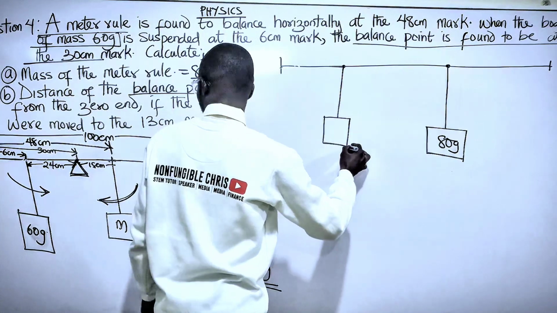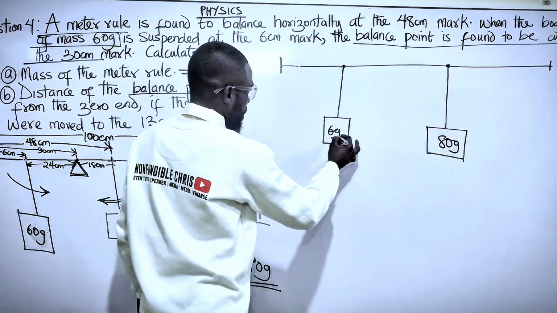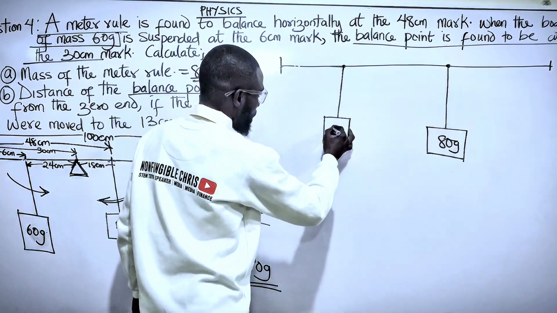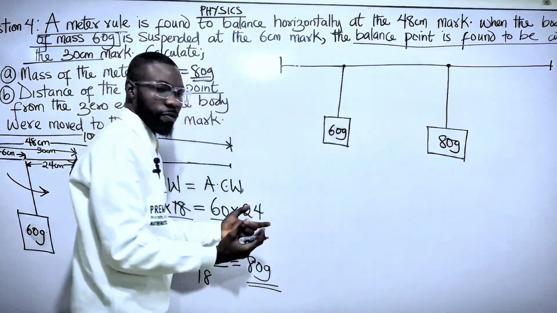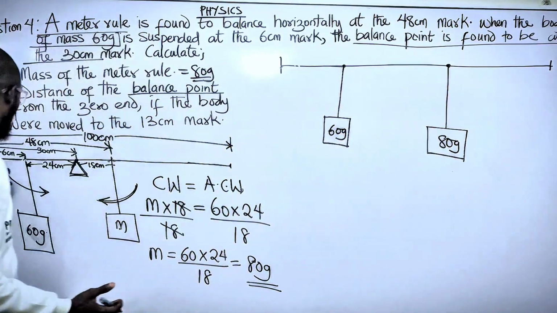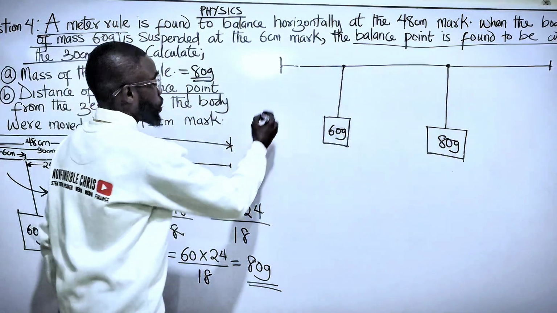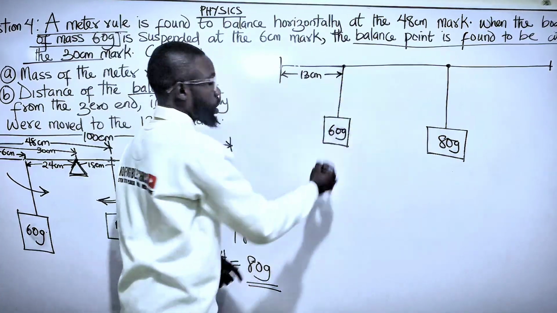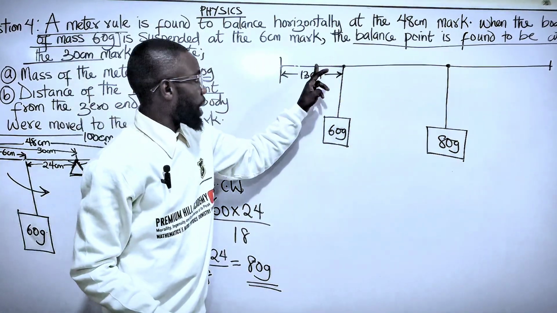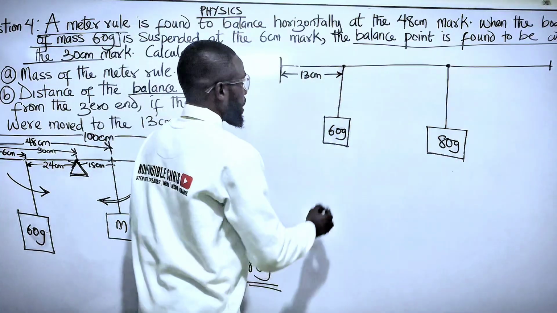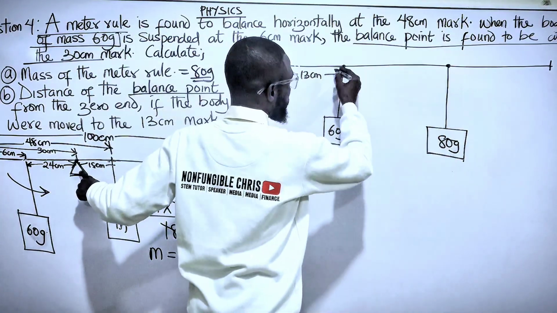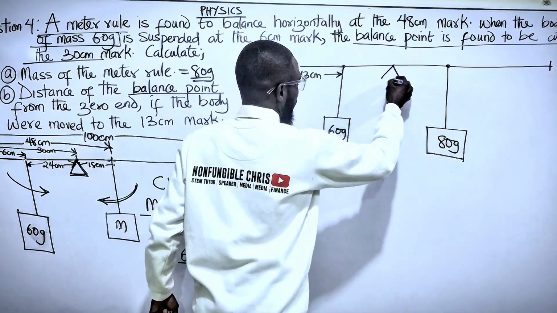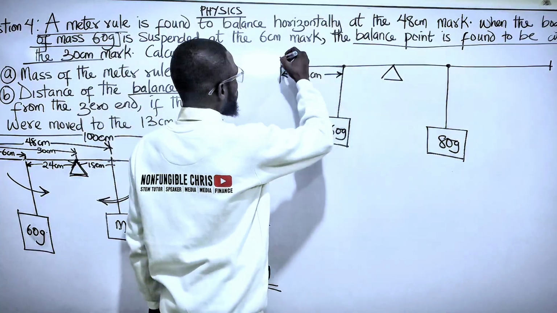This guy that was originally 60 grams was shifted to the 13 cm mark instead of the 6 cm mark. So this one was moved to 13 cm instead of the 6. We moved this guy from the 6 to the 13 cm mark, making this balance point also shift. Right now, we don't know what this point is. We don't know where it's shifting to.